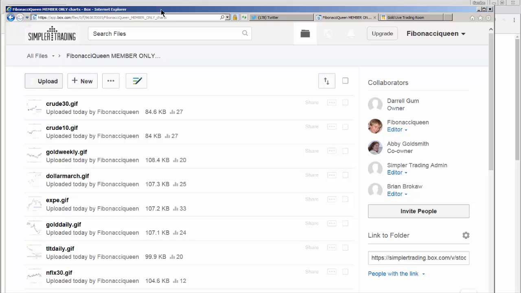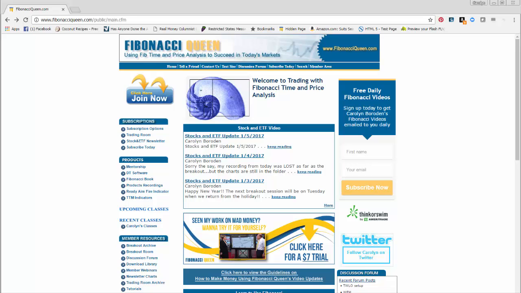You go to box.com and you can find the link by logging into the member area, and then you scroll down a little bit and you'll see the area that shows access box.com charts, along with a password that you can use to get to those charts every single day. So that's something that you also may want to check out.